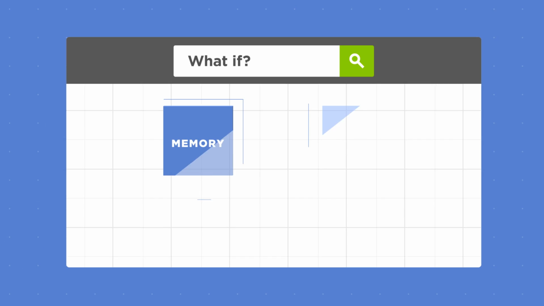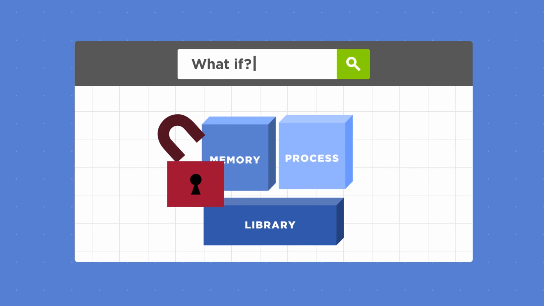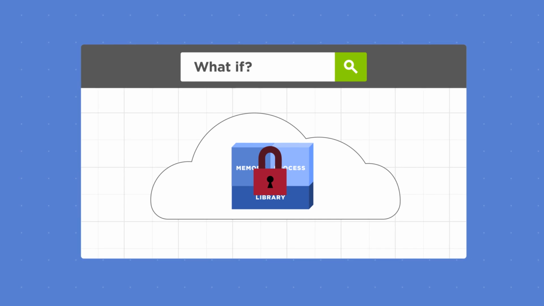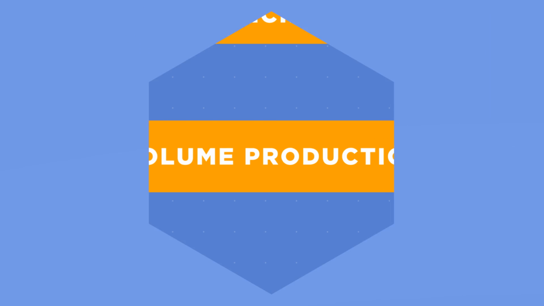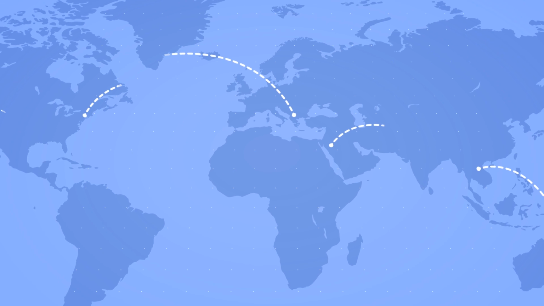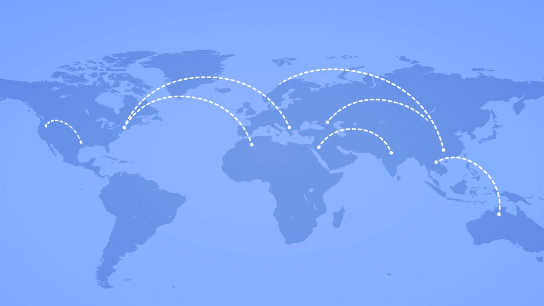eSilicon Star tools let you ask, what if, and get the answers you need, using big data analytics and machine learning on a secure cloud platform. Now you can start with your power, performance, and area targets, and find the implementation recipe you need to get there, with ready access to the commercial options offered by eSilicon's global supply chain.